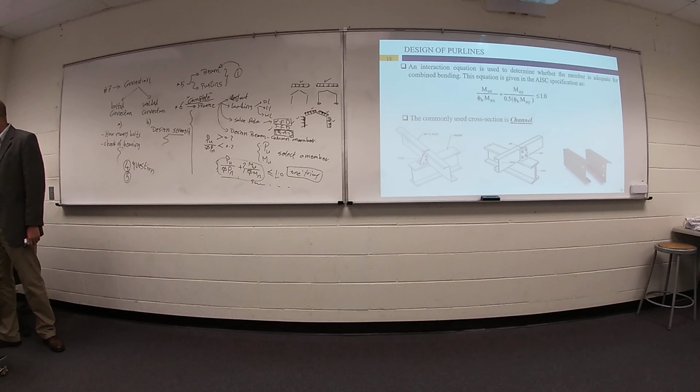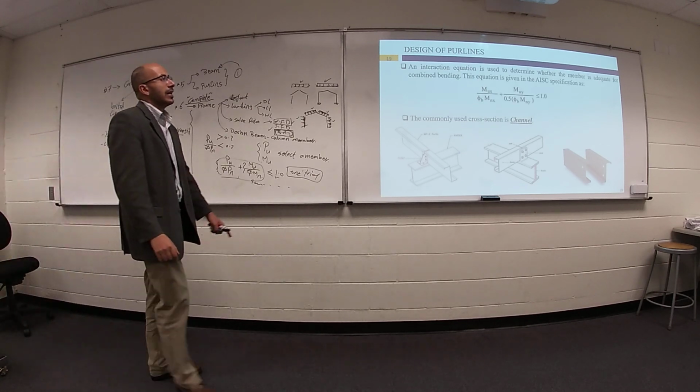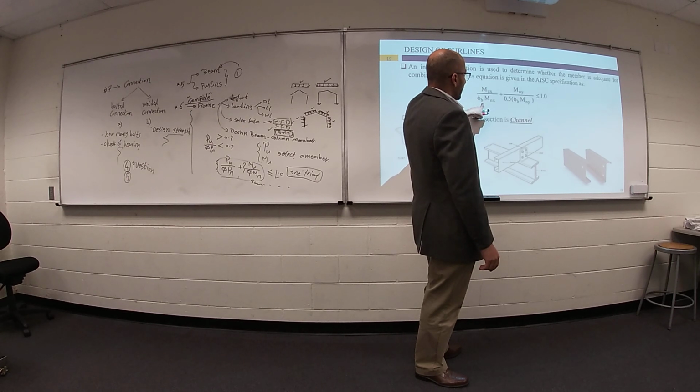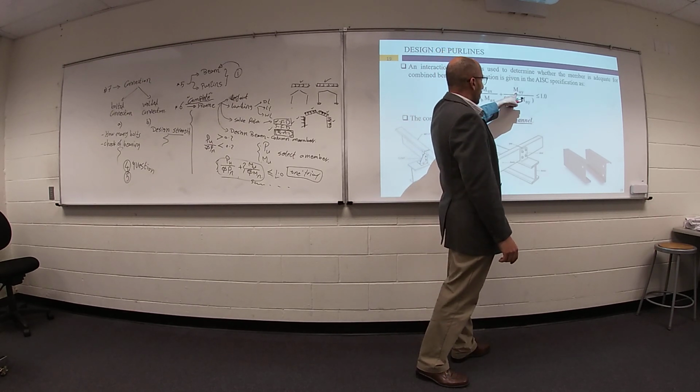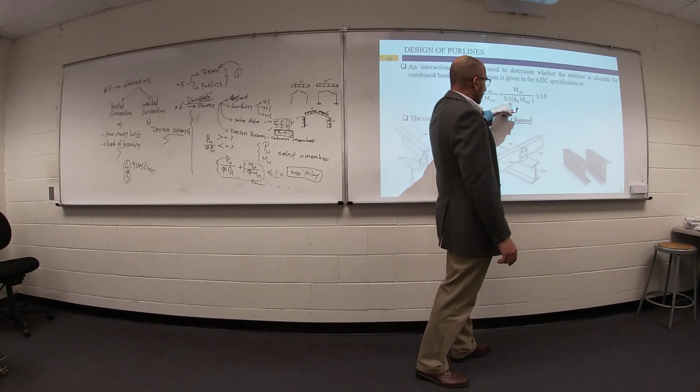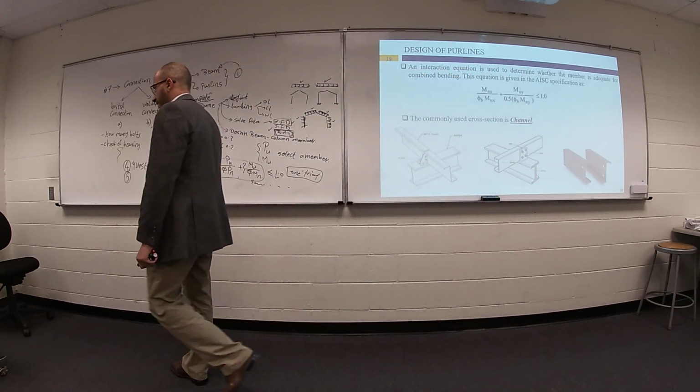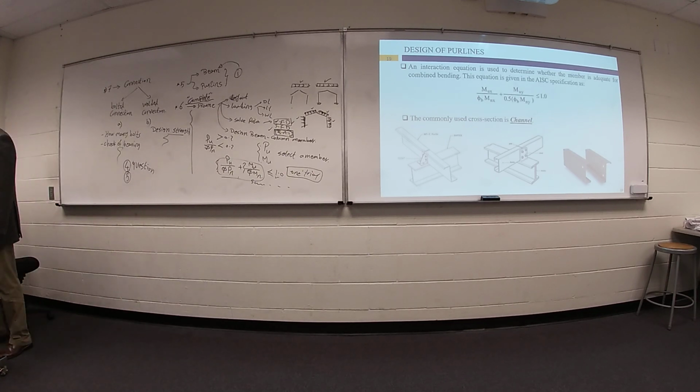So we need to use an interaction equation, something like this: M ultimate x divided by design strength about x, plus M ultimate y divided by 0.5 design strength about y, smaller than or equal to 1. You will use all this in your project.